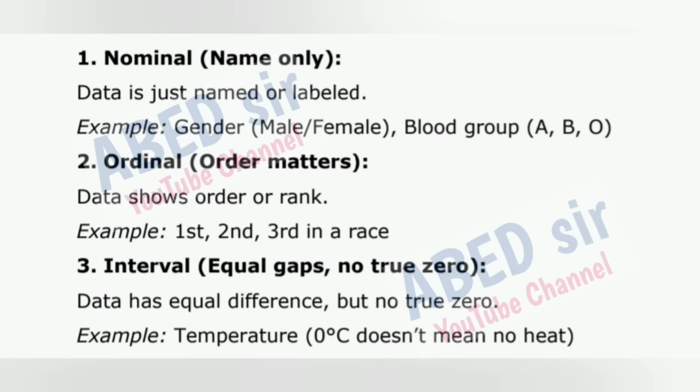1. Nominal, name only. Data is just named or labeled. Example: gender, male, female, blood group, A, B, O. 2. Ordinal, order matters. Data shows order or rank. Example: first, second, third in a race. 3. Interval, equal gaps, no true zero. Data has equal difference but no true zero. Example: temperature, 0 degrees Celsius doesn't mean no heat.